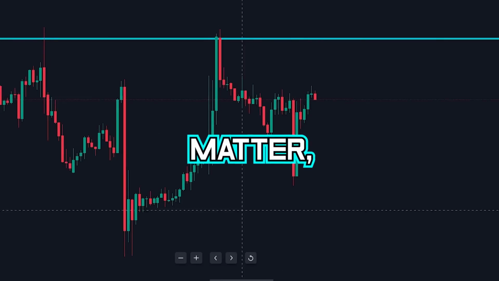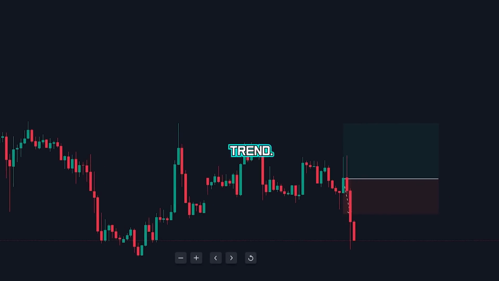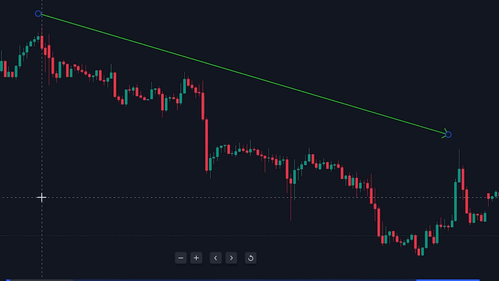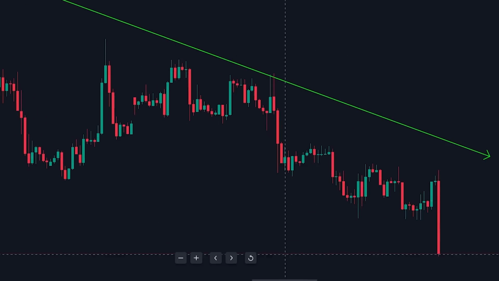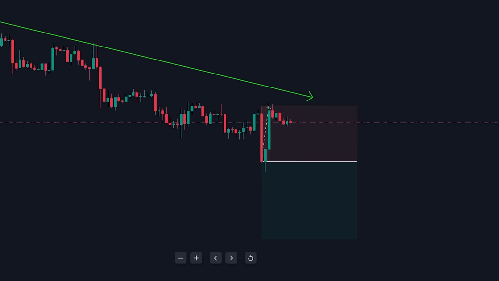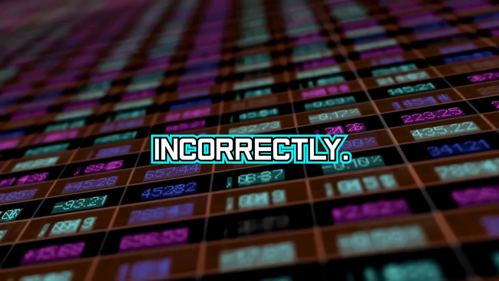Your entry doesn't matter, nor does your stop loss, or even the asset you're trading, if you don't know the trend. We've all been in situations where we seemingly have the best strategy, you've tested it over and over again, but when you go to enter a trade, the trade immediately runs against you. This is likely because you have been identifying the trend incorrectly.